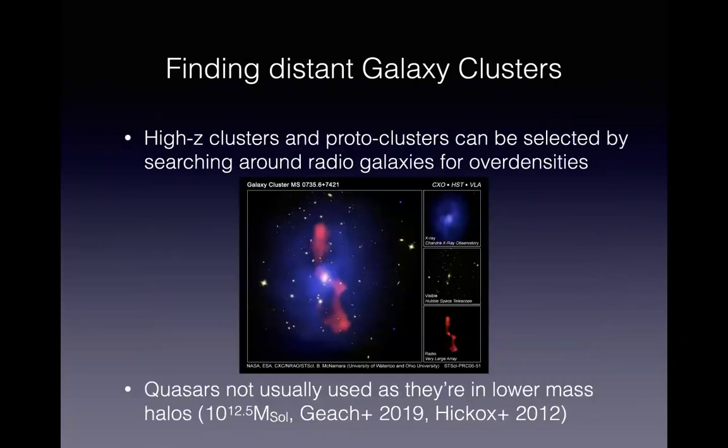People have looked for high-z clusters and protoclusters around radio galaxies, but quasars aren't usually used. Jim's looked at this and found quasars in roughly 10^12.5 solar mass groups, and Ryan Hickox has done something similar as well.